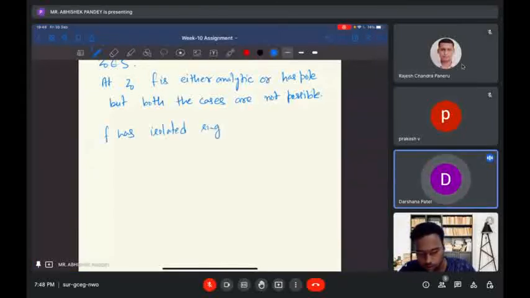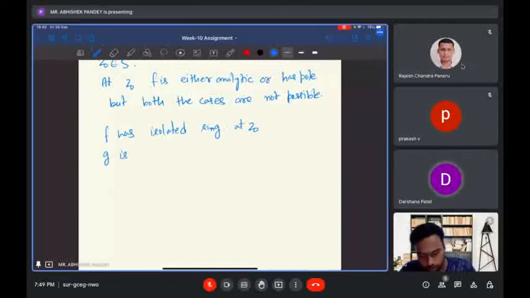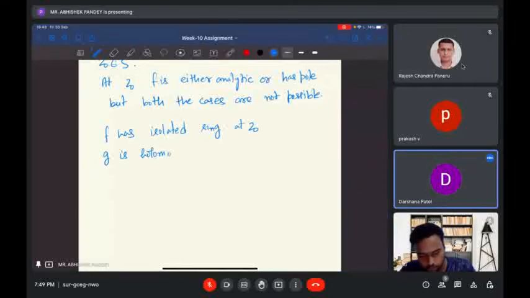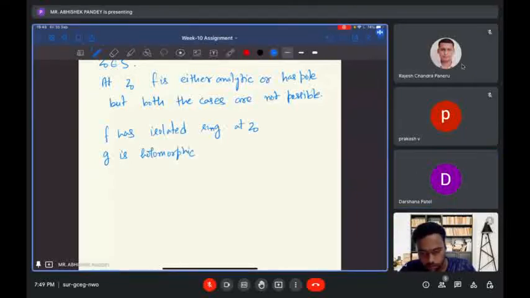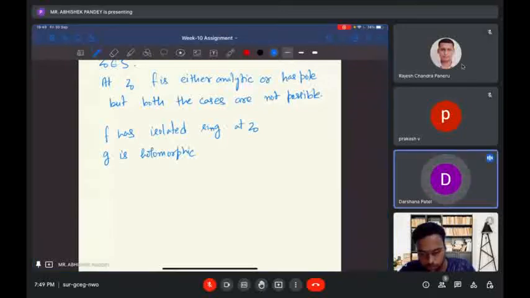F has isolated singularity at z0, and g is holomorphic. Okay, then what is the question? So what is the residue of fg?